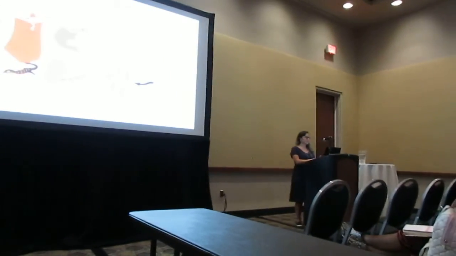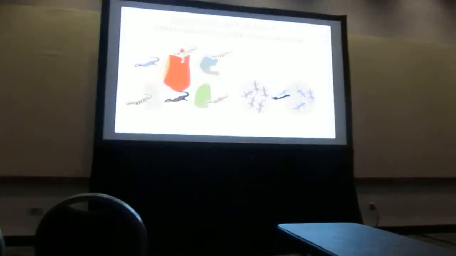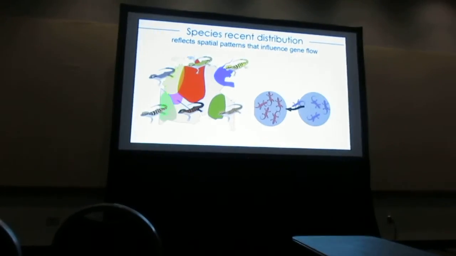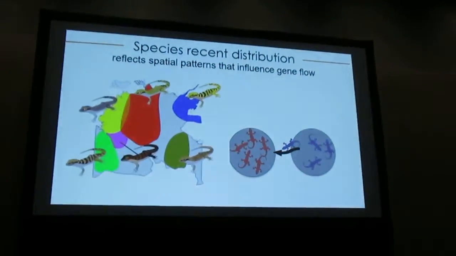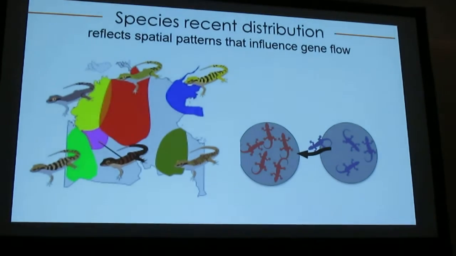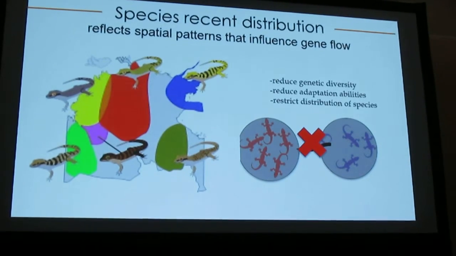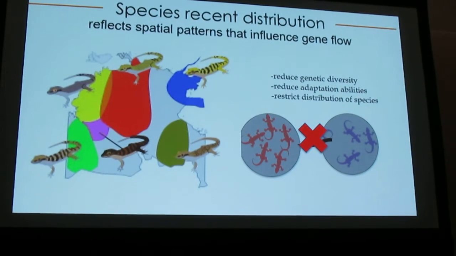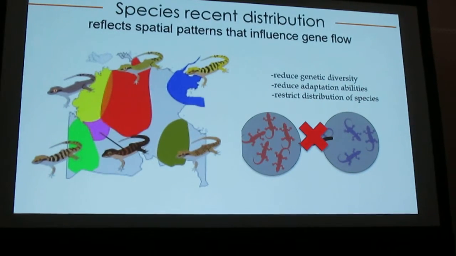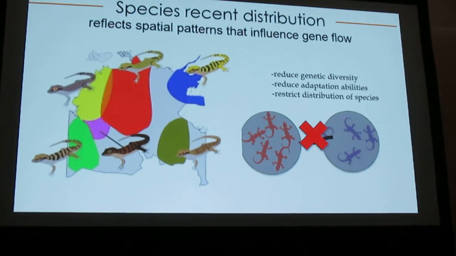So species' recent distribution reflects the spatial patterns that influence the gene flow over time. While gene flow contributes to species' capacity to adapt to an environmental change, disruption of the gene flow can reduce the genetic diversity, adaptation abilities, and also restrict the distribution of these species.